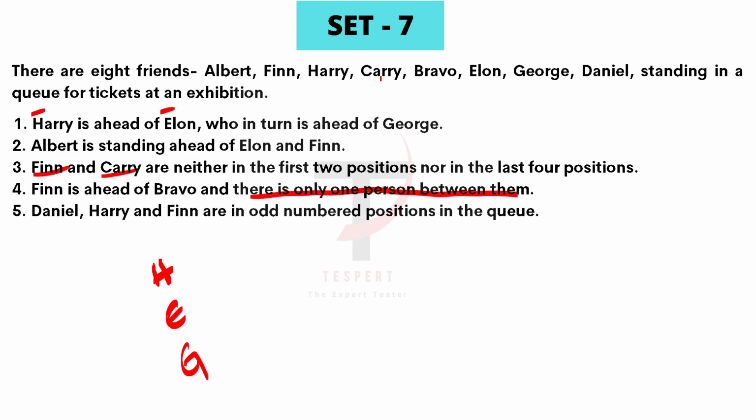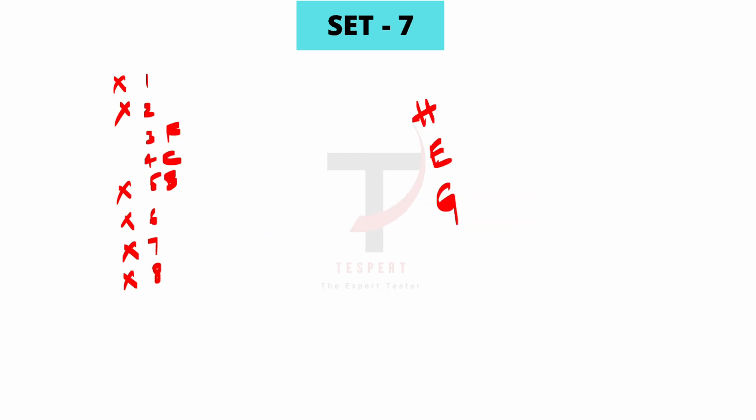And if we look at the fifth statement, Daniel, Harry and Finn, D, H and F are in the odd numbered positions in the queue. Which means F is already on 3. So F has already occupied an odd number position. But what are the remaining odd number positions? It is 1 and 7. So these two are the only 2 odd number positions.